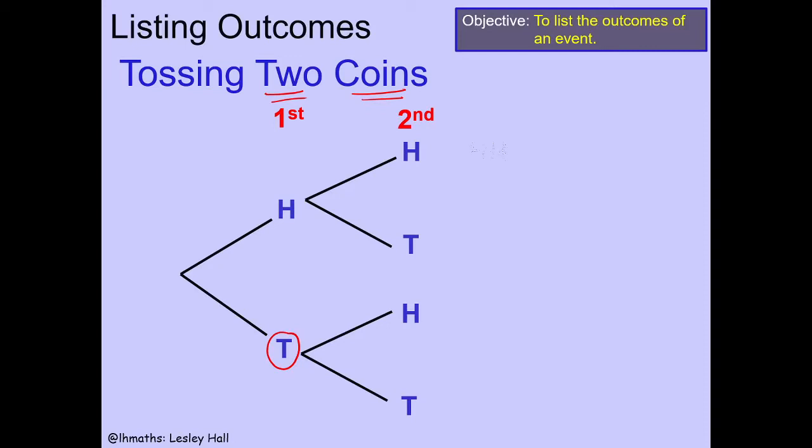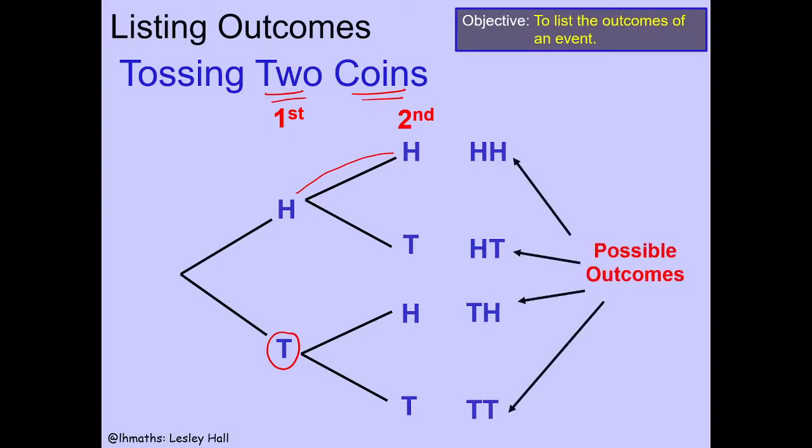Okay. Now, what is our first outcome? The first outcome is heads and heads. The second outcome is what? Heads and tails. Okay, the third outcome, tails and heads. The fourth outcome, tails and tails. And these are the possible outcomes. And how many outcomes do we have? Okay, there are 4 possible outcomes.